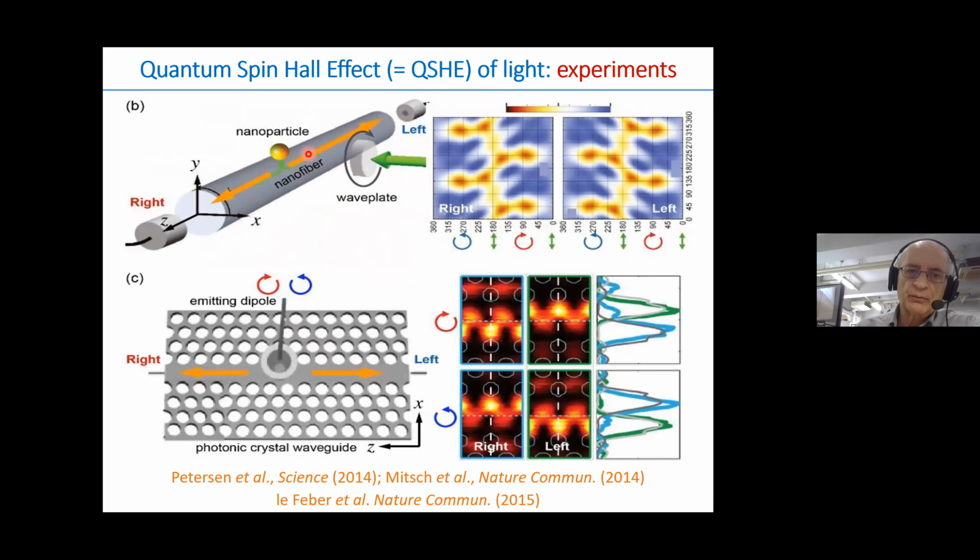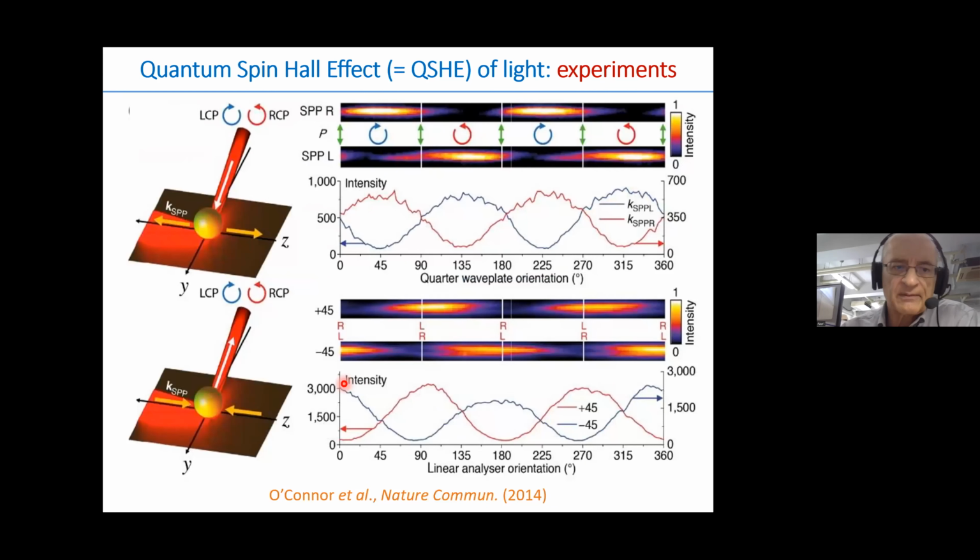You can take a nanofiber, put a nanoparticle here, incident the light, but you can do the polarization either to the left or the right, and you can get photons either to the right or to the left. Or you can take here a photonic crystal waveguide, incident light with the helicity to the left or the right, and you can get photons to the left or the right. And the references are below. Or you could do this with surface plasmon polaritons. You can actually control the excitation of the surface by changing the helicity from a distance. You have complete control of the surface mode from far away. So this adds control on the surface modes here.